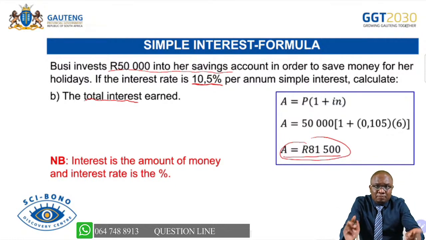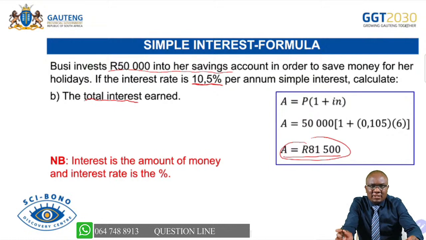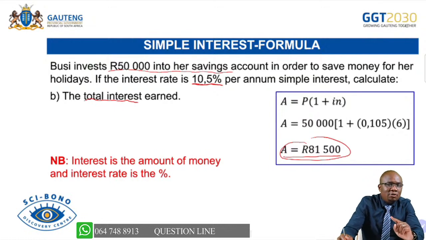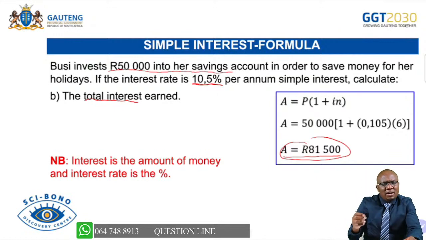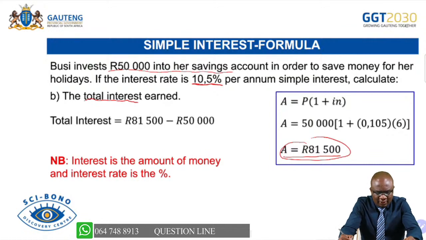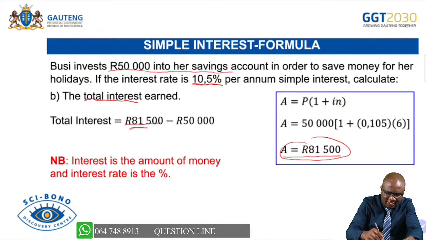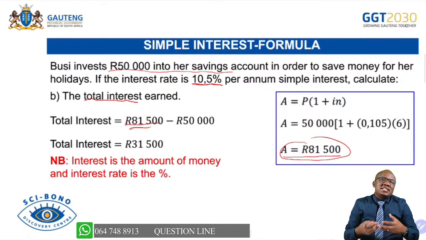I hope that part is not going to confuse you. I was reading it as if it's a loan, but it's an investment. So with an investment, you gain interest. You take a loan, you pay interest. Okay, right. So how much did she gain? So we say 81,500 minus 50,000, which is 31,500. Do you see that? So this is the interest earned.